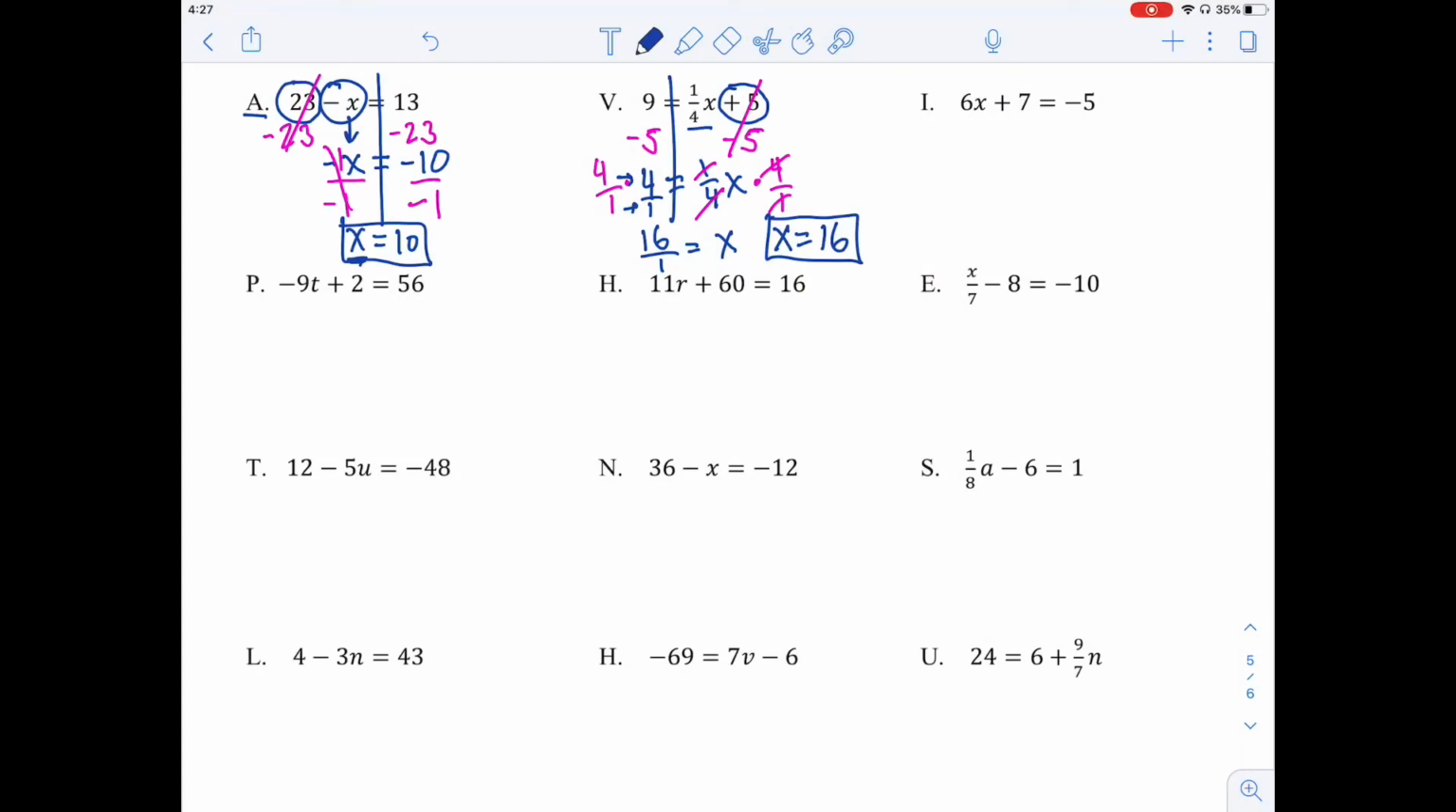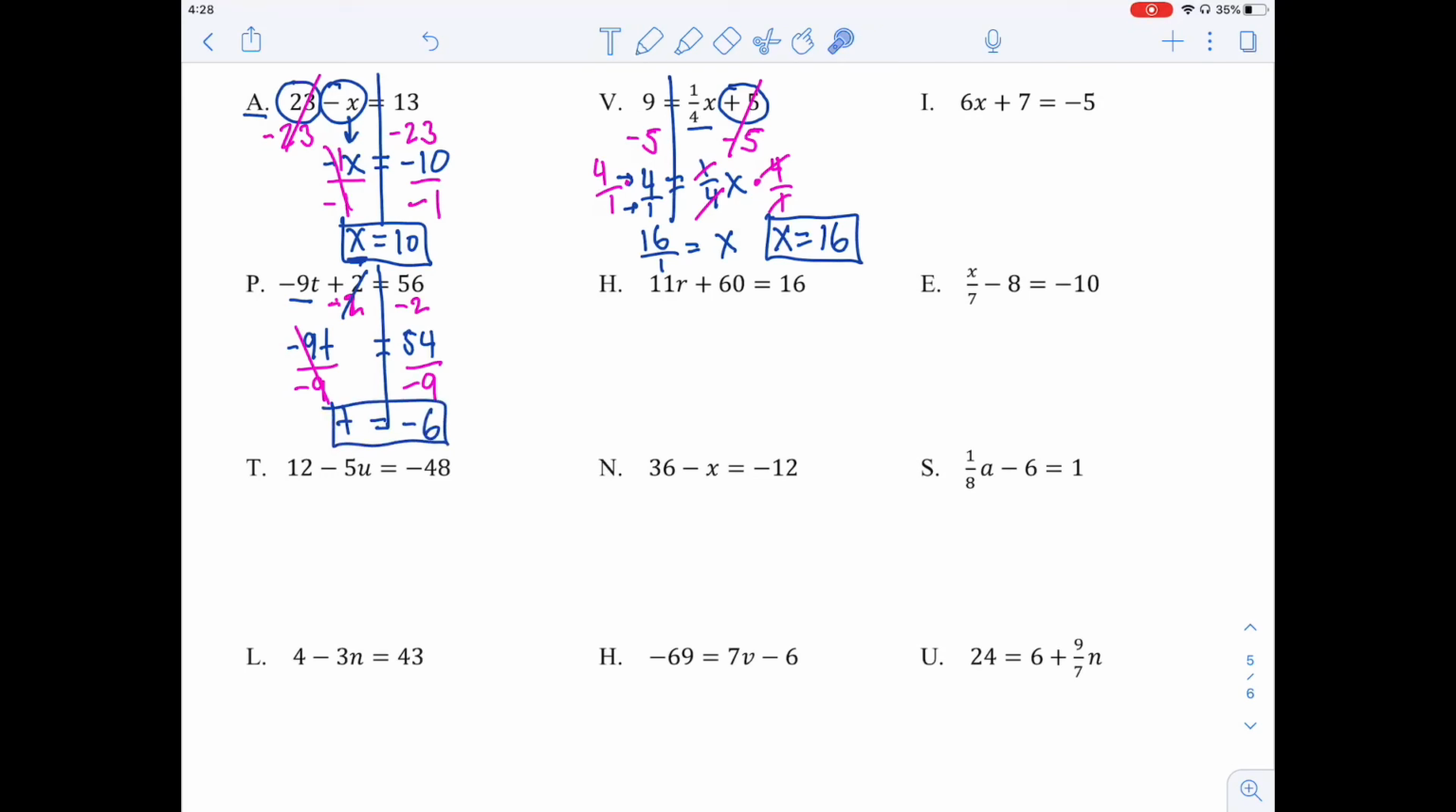So letter P. We identify where the variable is at. Variable's on the left. So we're going to get rid of that constant, plus 2. So we're going to minus 2 to both sides. In our middle, then we bring it down. We got negative 9t. The 2's cancel. Equals 56 minus 2, 54. Then we have a number next to the variable, our coefficient. We just divide by that coefficient, negative 9. So we're dividing. So we got t equals negative 6.